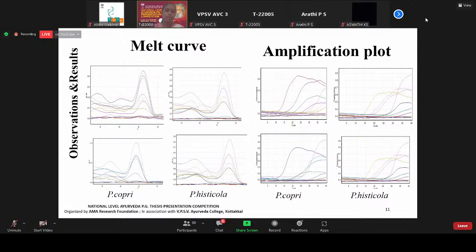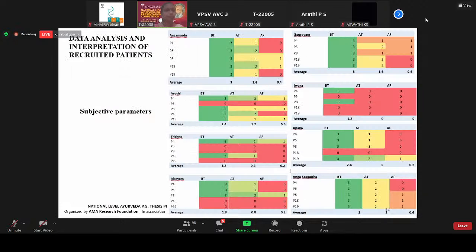These are the melt curves obtained for both the species, Prevotella copri and Histicola, which ensures a single amplicon amplification, and amplification plot of both the species in which cycle a detectable amount of DNA was present.